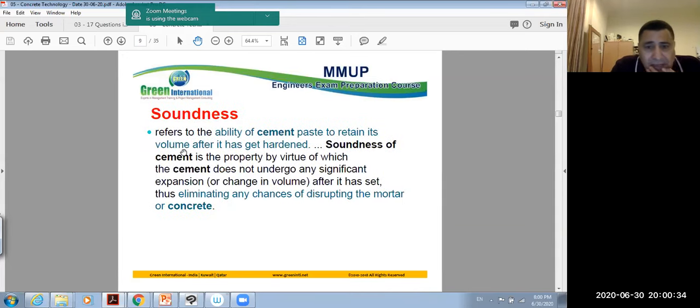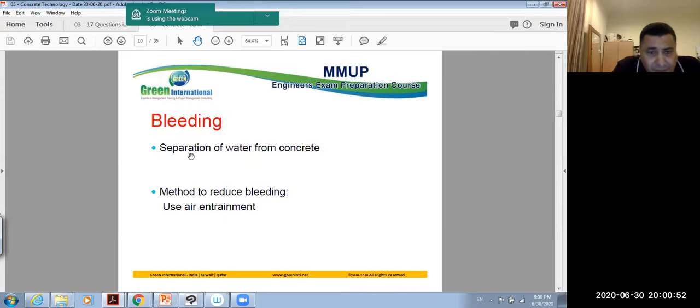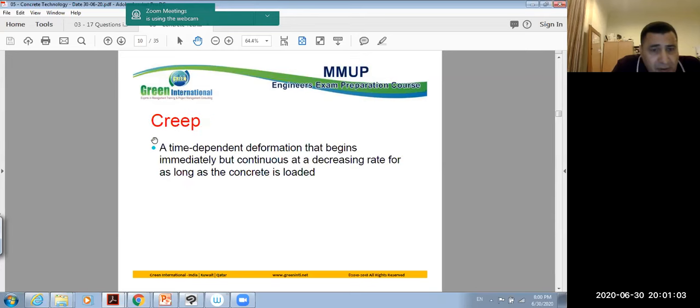5. Soundness refers to the ability of cement paste to retain its volume after it has hardened. Soundness of cement is the property by which the cement does not undergo any significant expansion. Bleeding: separation of water from concrete. A method to reduce bleeding is to use air entrainment. Creep: a time-dependent deformation that begins immediately but continues at a decreasing rate for as long as the concrete is loaded.